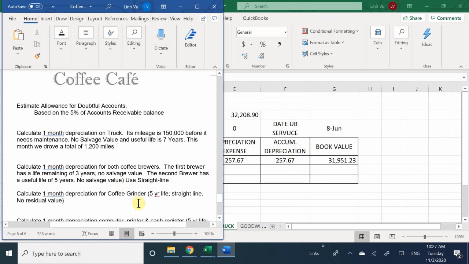So what does the next scenario say? Calculate 1 month depreciation for both coffee brewers. The first brewer has a life remaining of 3 years, no salvage value. The second brewer has a useful life of 5 years, no salvage value. Use straight line.